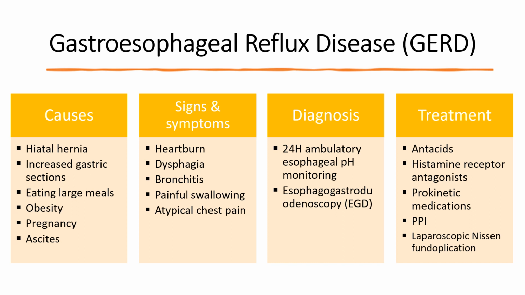The EGD is a scope through the mouth down to the esophagus, where biopsy samples can be taken, or if there's any strictures, they can be dilated. Strictures are a result of fibrosis or the scarring related to the injury of the acid exposure.